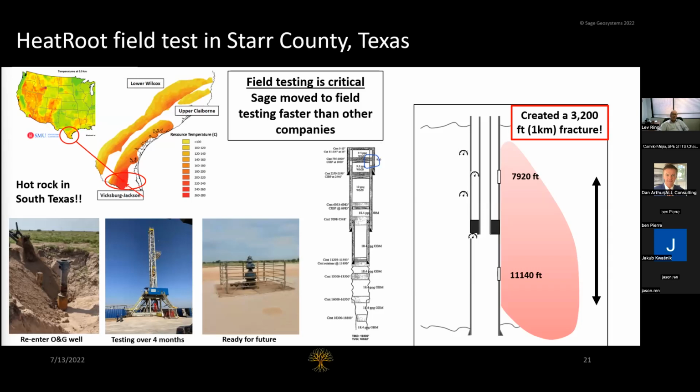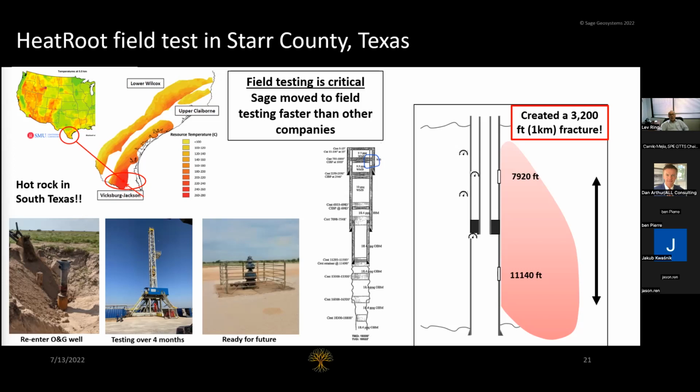We re-entered it and we did a lot of tests. But first, we did not re-enter open hole. It was cased with 9 5/8 up to 11.9, and we cleaned it to 11.5. And so what we first did, we perforated at 79, and we perforated at 11,100, and we were able to create a fracture more than 3,000 feet high, okay, going down.